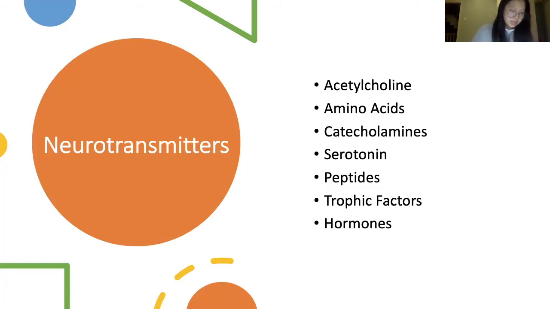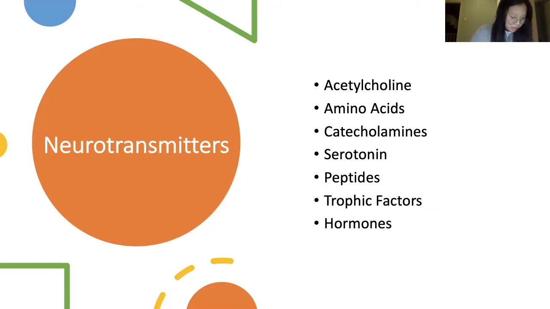ACH is usually broken down by an enzyme called acetylcholinesterase, a specific enzyme that breaks down ACH. And that's all you need to know for the competition. So basically for neurotransmitters, you just have to remember their function, how they actually work, and then just some basic information. Next one, amino acids.